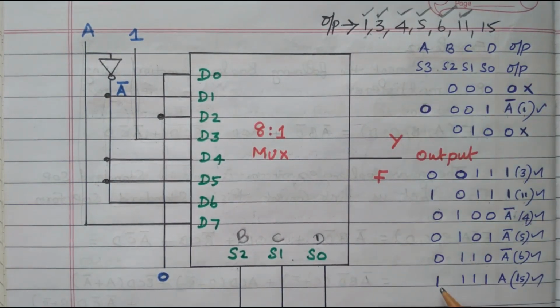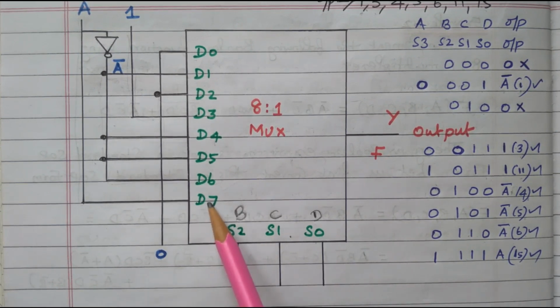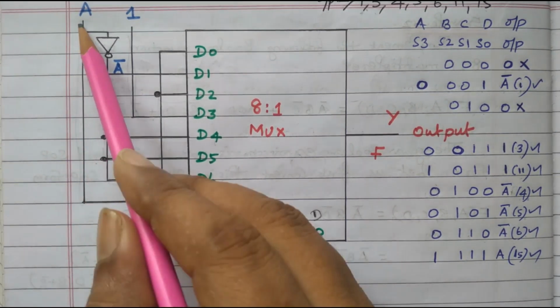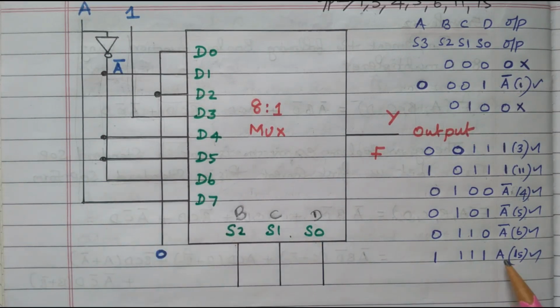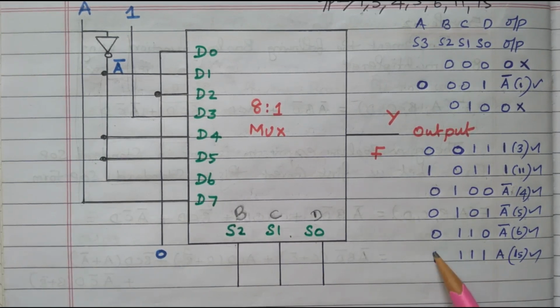See the next one. The last combination is 1 1 1. What is the output? D7. What is D7? A. A is the value, right? The output should be 1, so A should be 1. If it is 0, the output is also 0. So we'll take this as 1.